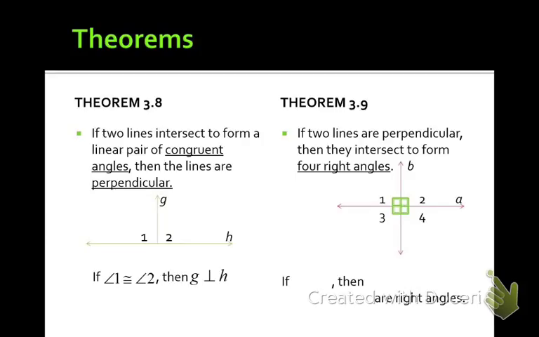So if angle 1 and angle 2 here are congruent, then G and H are perpendicular. We know that automatically, and I just talked about why. It's sort of our verbal proof. Now, theorem 3.9 says if two lines are perpendicular, then they intersect to form 4 right angles. So it's kind of what 3.8 says. Again, what do you know, and what can you conclude because of what you know? Here, if A and B are perpendicular, then all these angles, 1, 2, 3, and 4, are right angles.